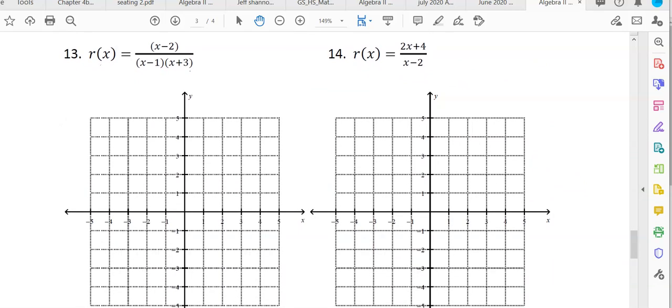Try this one. So we have 2 vertical asymptotes, one at x equals -3 and one at x equals 1. And it's bottom heavy, so there's one at y equals 0. And let's find the y-intercept. If you plug in x equals 0, you get -2, so y equals -2 over -1 times 3, which is positive 2/3, right about here-ish.